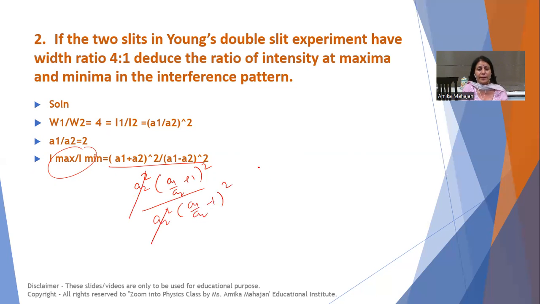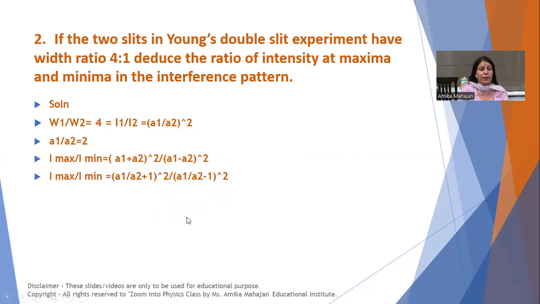This A2 will cancel and put value of A1 by A2 here. What we get? When I put the value, it comes out to be 2 plus 1 whole square divided by 2 minus 1 whole square. That is 3 square and it comes out to be 9.